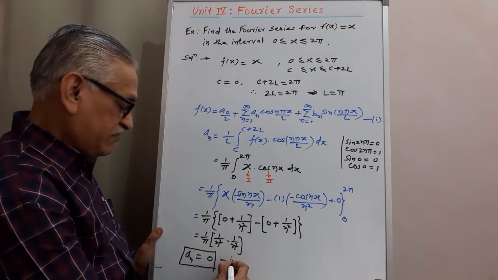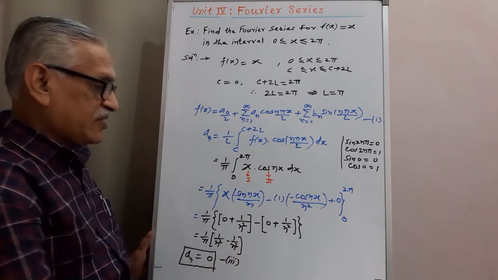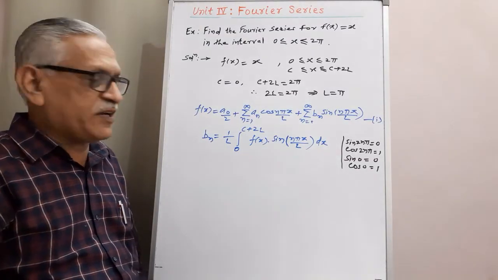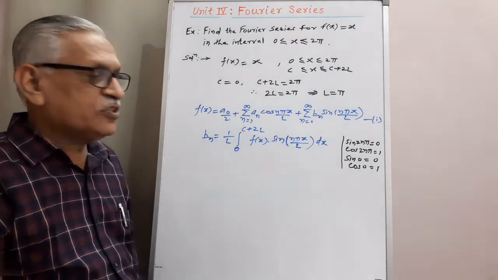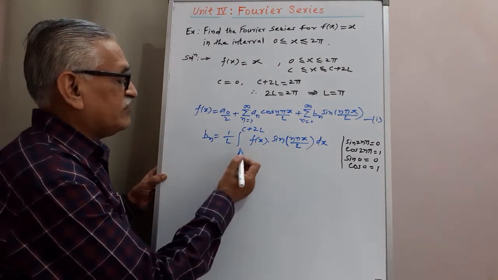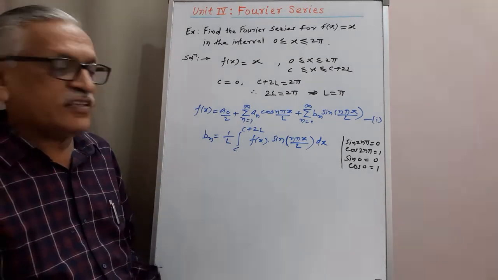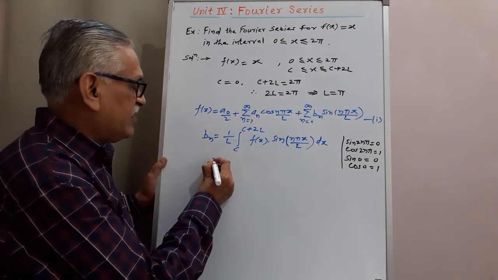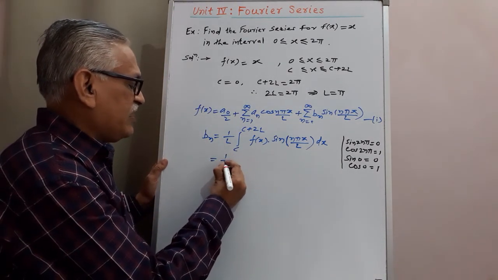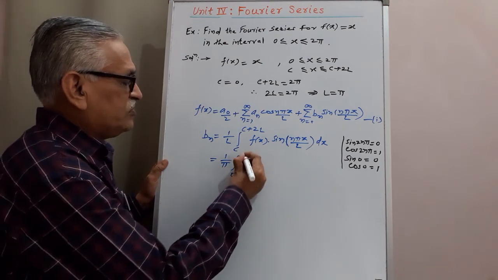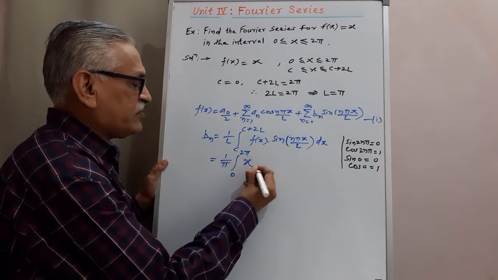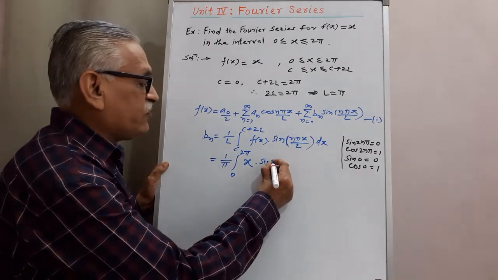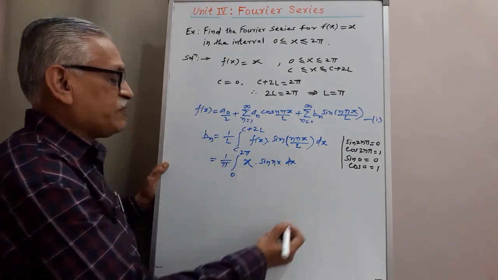Next, equation number 3. Then in the next step, Bn is obtained by 1 by L integral from C to C plus 2L of f of x sine of nπx by L with respect to x. Substituting the values of L and that function value, 1 by L, L is π, the value of C is 0, C plus 2L is 2π, f of x is x, and multiplied by sine of nπx by π, the π gets cancelled, we get sine of nx, and its integration with respect to x.